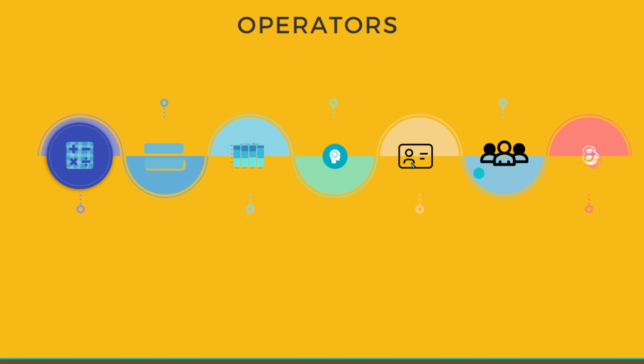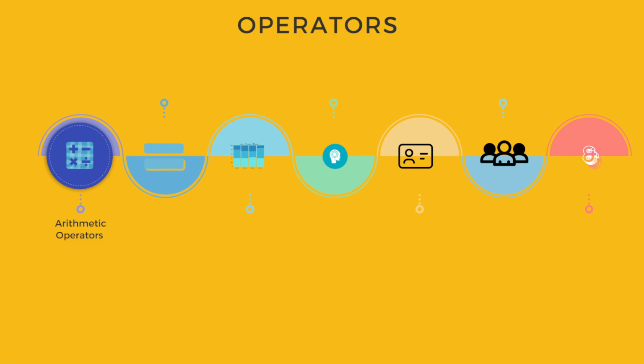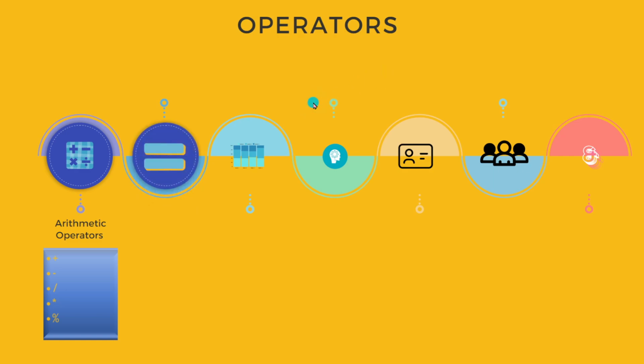First is the arithmetic operator, which is used for arithmetic operations like addition, subtraction, division, multiplication. These are some arithmetic operators. Next we have the assignment operators. These are the operators we use to assign values. A few examples are equal, plus equal and minus equal. These are a few examples of assignment operators.